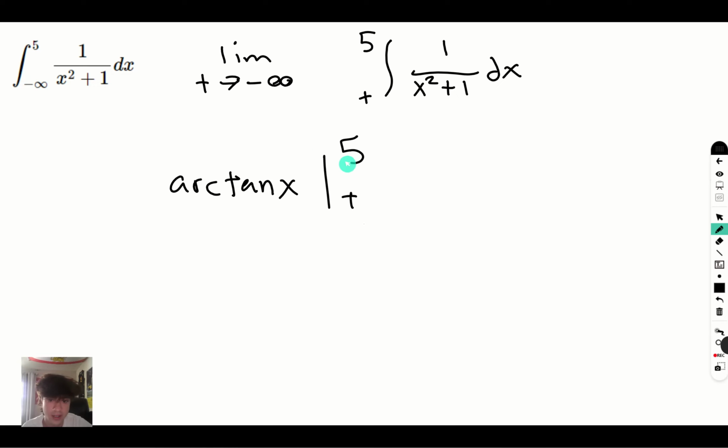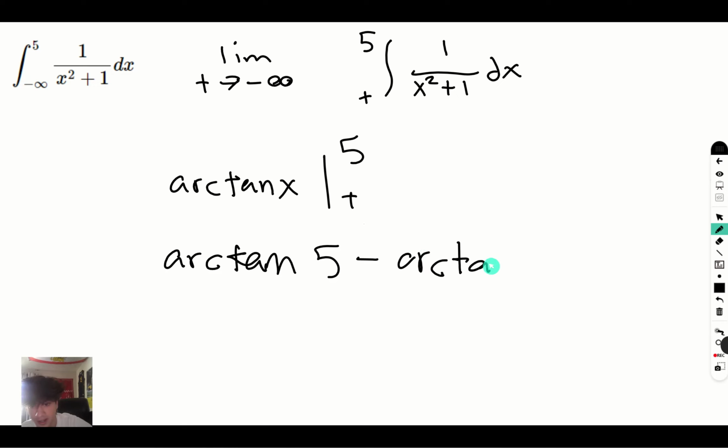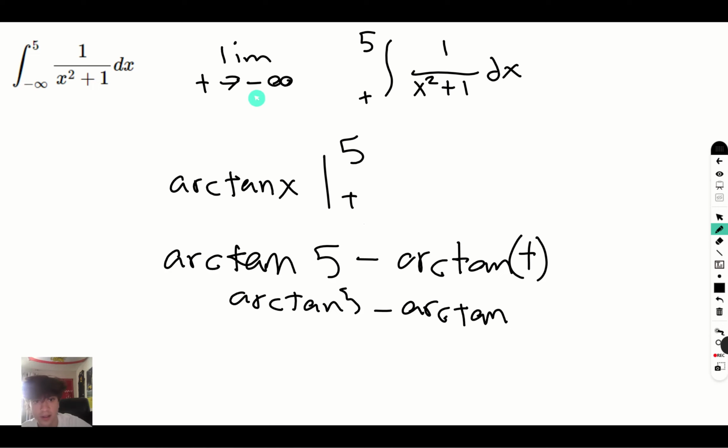Alright, so now let's take a look. We have arctan of 5 minus arctan of t. So that'll be arctan of 5 minus arctan of negative infinity. So let's take a look at the arctan graph. I'm going to draw a rough sketch of it. Alright, so here's what that looks like.